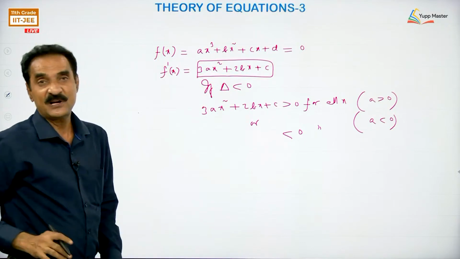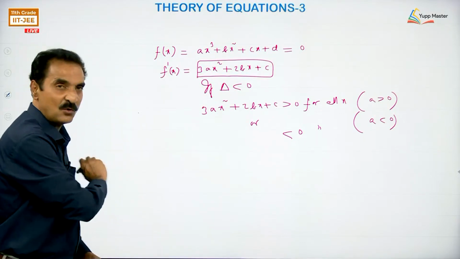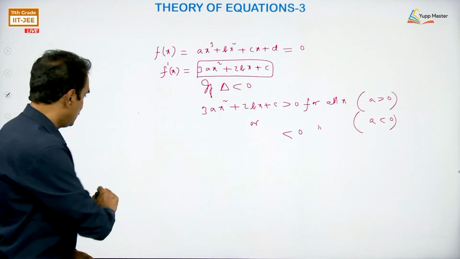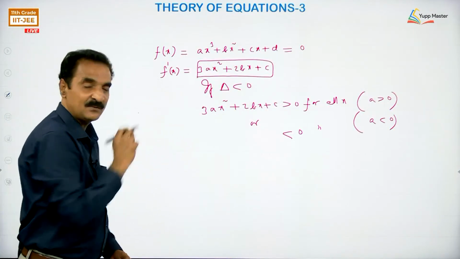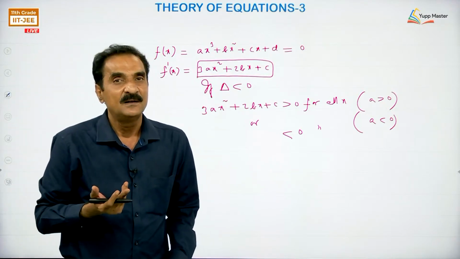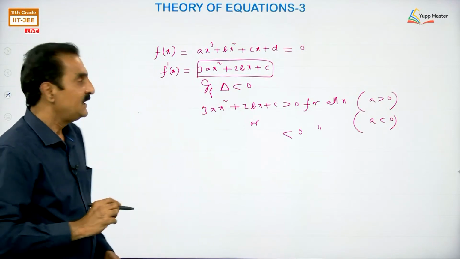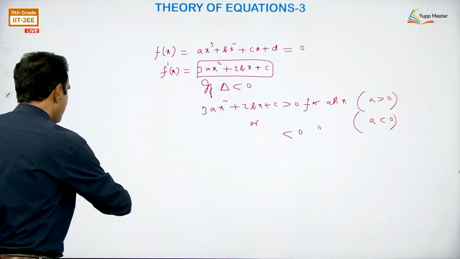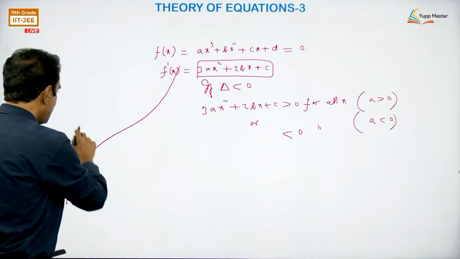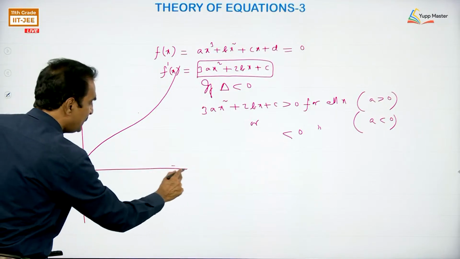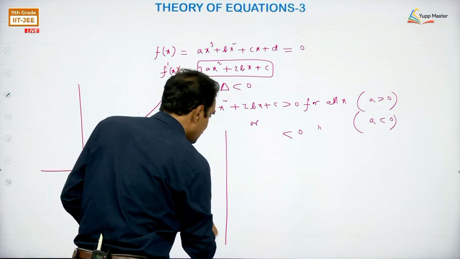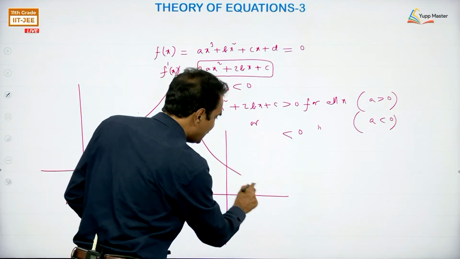f dash x is equal to 0 has no real roots, means there is no maximum point, no minimum point. In the previous case, when delta is equal to 0, maximum point and minimum point coincide. But here no maximum, no minimum. In that case, the graph will not bend, it will be completely increasing. When a is positive, the graph will be like this.